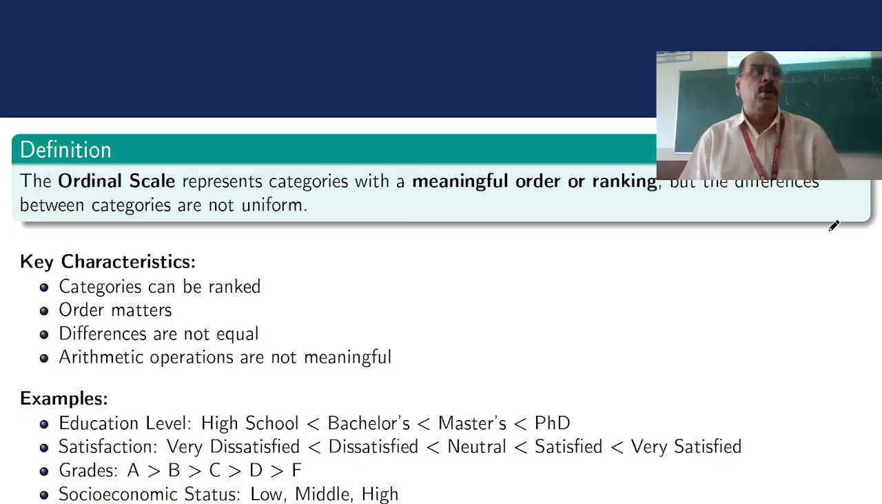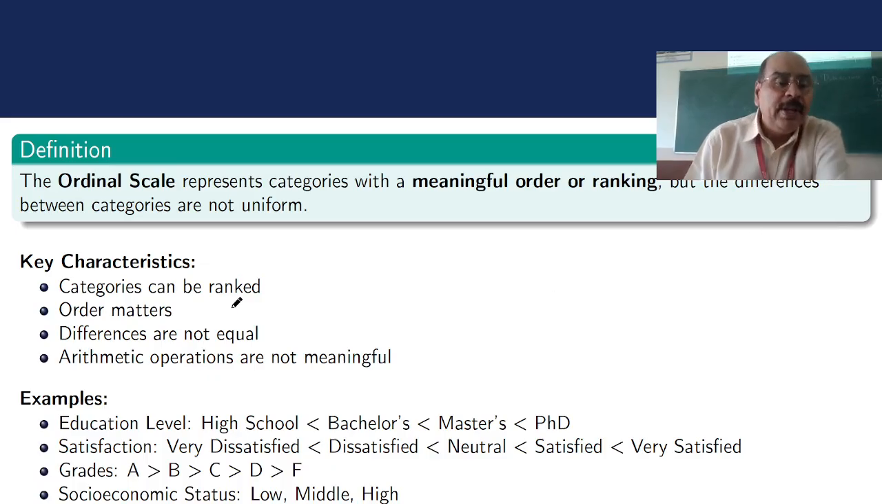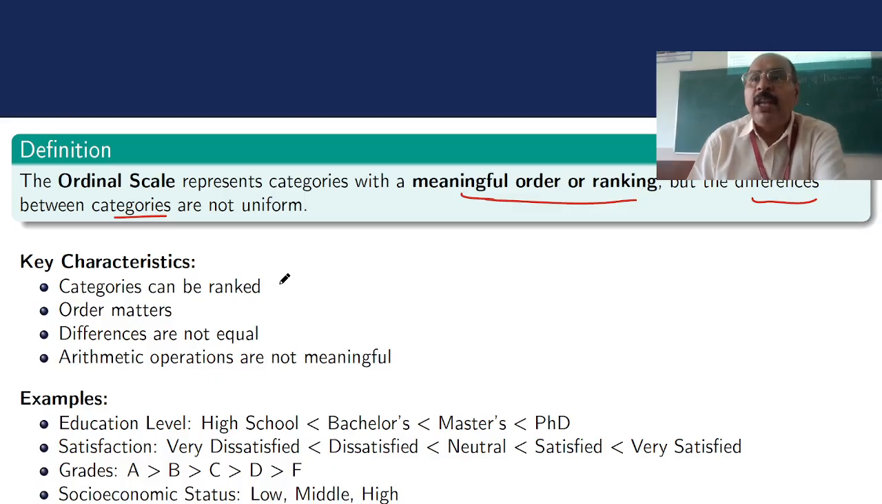The next one is the ordinal scale. In the previous one, nominal, the categories were not ranked. Here we have a meaningful order or ranking. But the difference is that categories are not uniform. Categories can be ranked, and the order is very important. In the nominal scale, the order is not very important. The differences are not equal, and arithmetic operations like the previous one are not very meaningful.